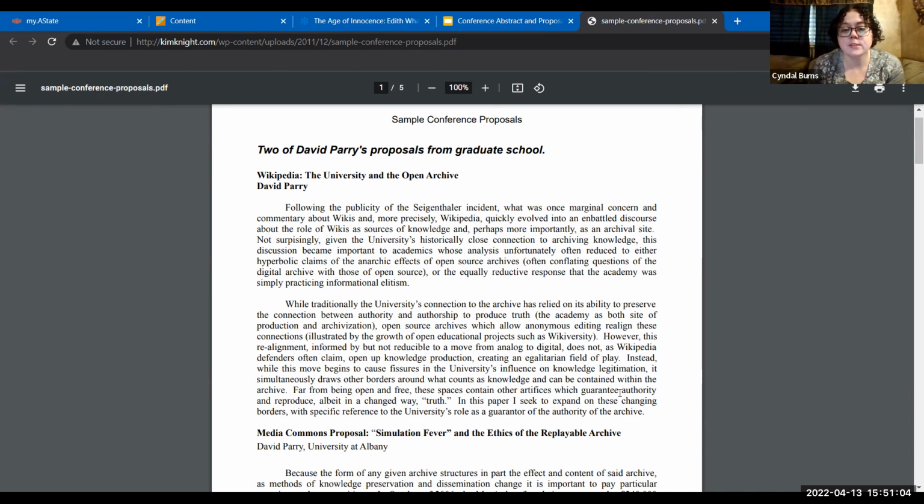In this paper, I seek to expand on these changing borders with specific reference to the university's role as a guarantor of the authority of the archive. So, boom, anybody who reads this knows exactly what they're going to be learning about. So, there's actually a couple of different ones on this page.